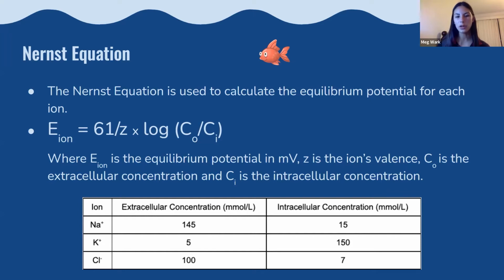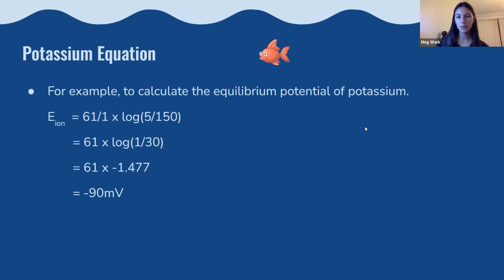And then in this table below, we've got all of those concentrations of the sodium, potassium, and chloride. So essentially, you'll just substitute these values in to find the equilibrium potential for any of these individual ions. For the Nernst equation, you can only consider 1 ion at a time. So for example, if we wanted to know the equilibrium potential of potassium, we would put 1 because it has a valence of 1, then the concentrations of 5 and 150 for the outside and inside of the cell. And then once you do that equation, you get negative 90 millivolts. So that's the equilibrium potential of the potassium ions.